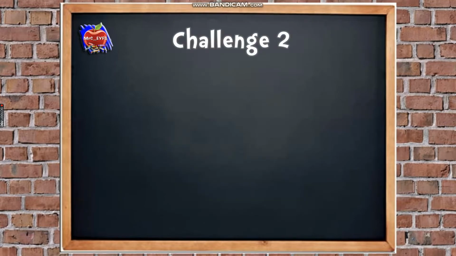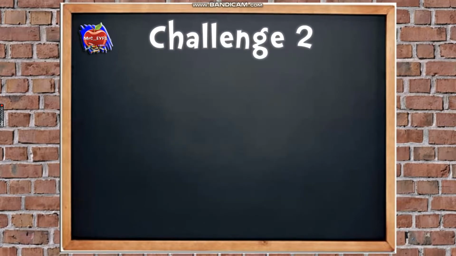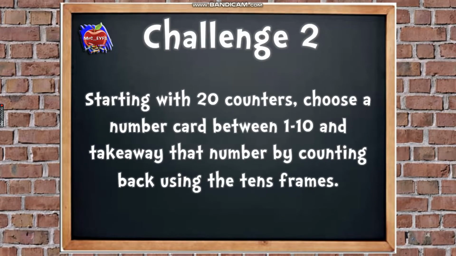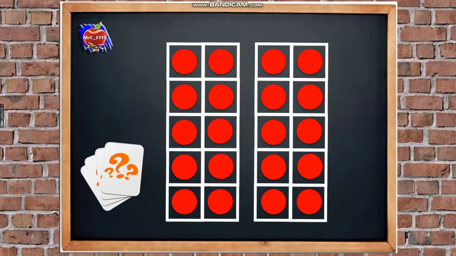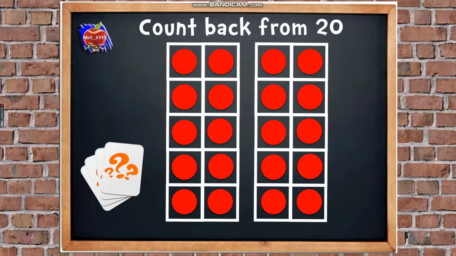And now here is your challenge number 2. So, starting with 20 counters, you're going to choose a number card between 1 and 10, just like you did. And this time, you're going to take away that number by counting back using the tens frames. So I'll give you a quick demonstration of this one. Right, so now we've got 20 counters. Remember, because there's 2 tens frames and they're both full, and that equals 20. So we're going to be counting back from 20 this time.